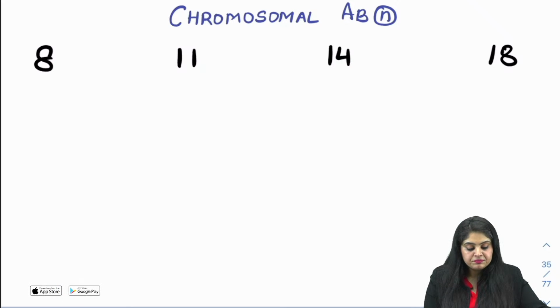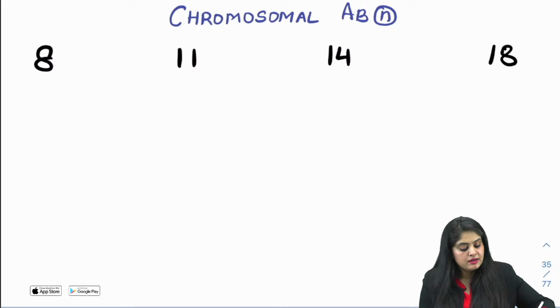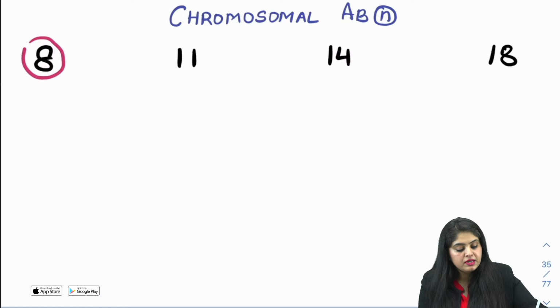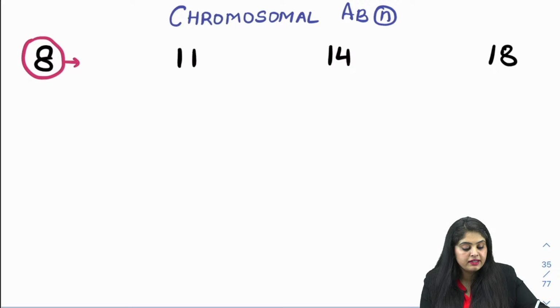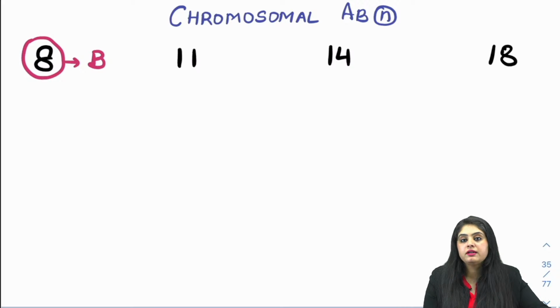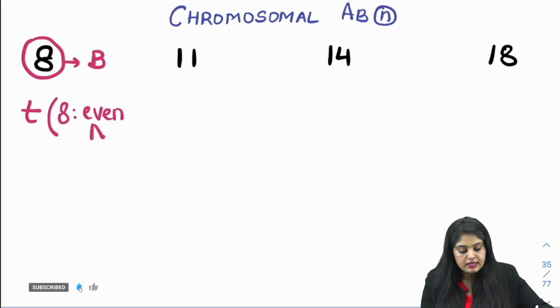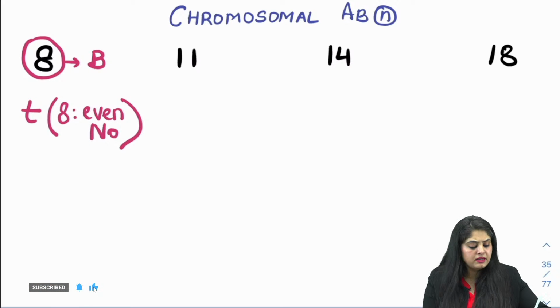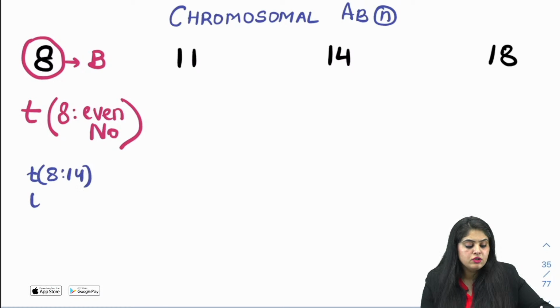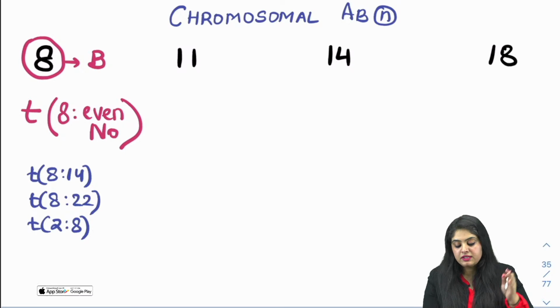So remember, when I'm talking about 8, 11, 14, 18, what is that? Ma'am, as soon as chromosome number 8 is written, 8 looks like a B. So whenever the examiner gives me a translocation with 8 and an even number, let me give you some examples. The examiner has written 8 and 14, or 8 and 22, or 2 and 8. That means 8 with any even number.